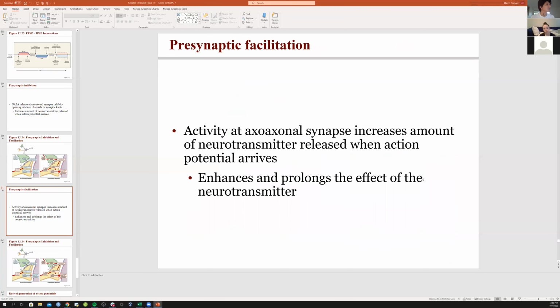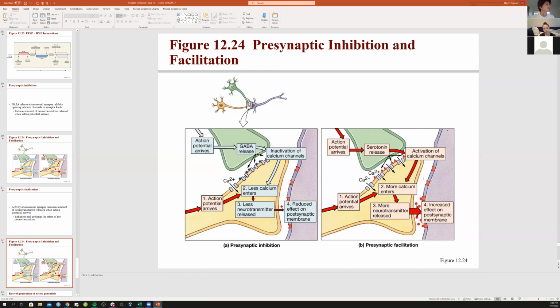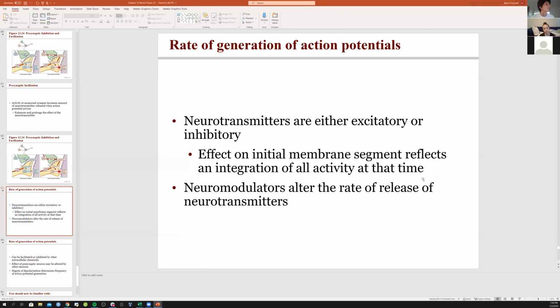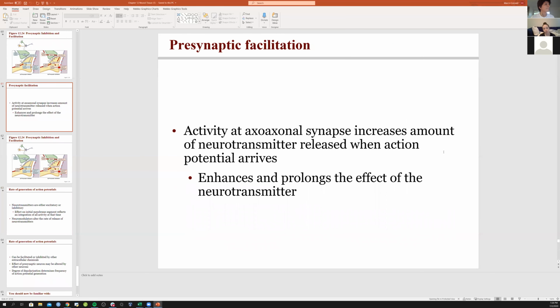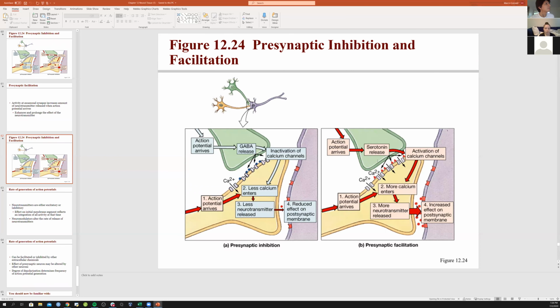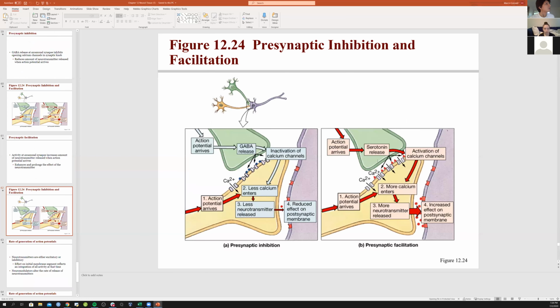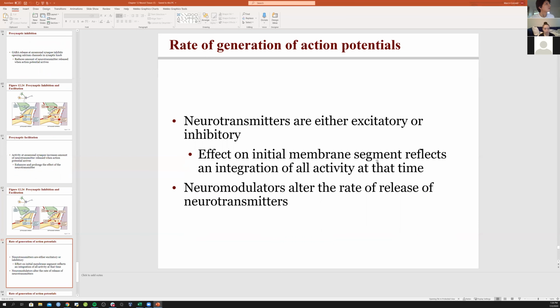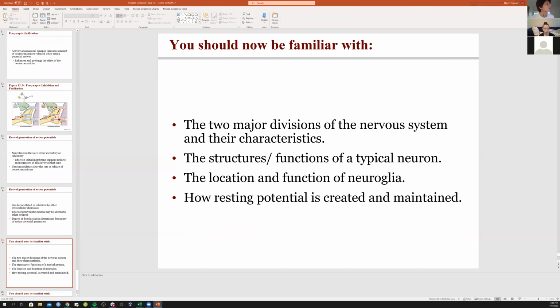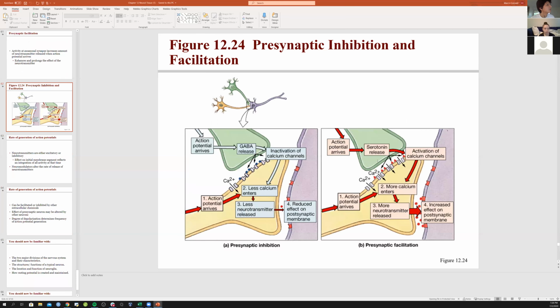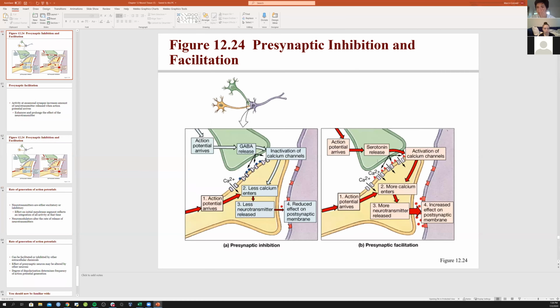There is postsynaptic facilitation or inhibition, where it enhances presynaptic. Never mind. Okay, let me just, I think that's it. I think that's enough.